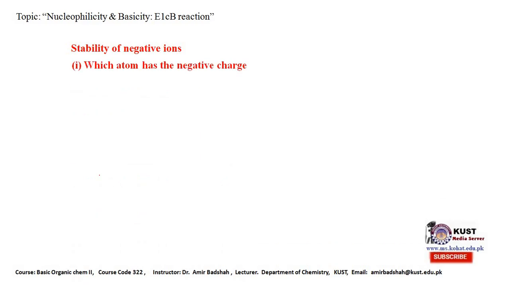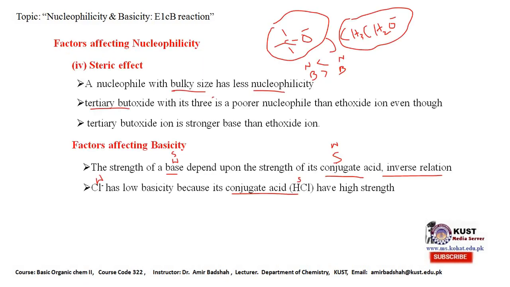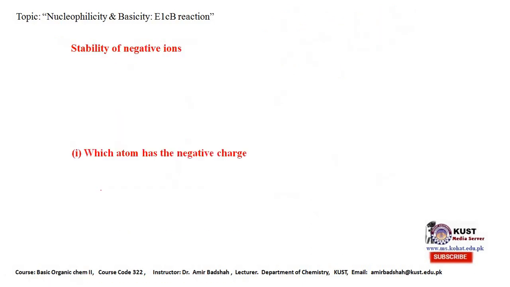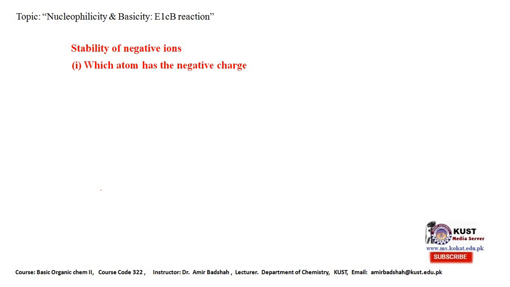Now, what are the factors which stabilize the negative ion? Here, this negative ion on the conjugate base: when will it be weak or when will it be stronger? If it is stable, then it will be weak. If it is not stable, then it will be strong. So what are the factors which stabilize them? We will discuss them here in detail.